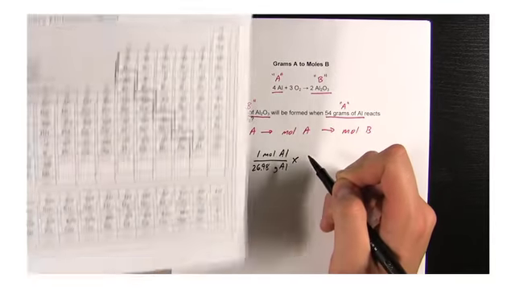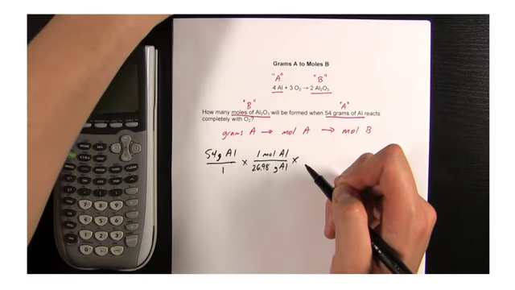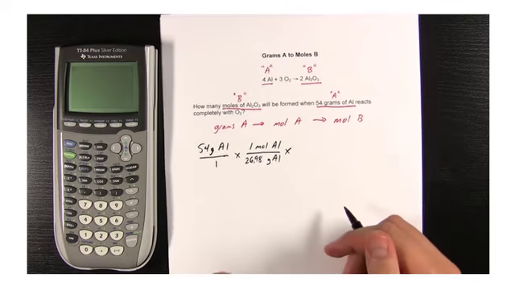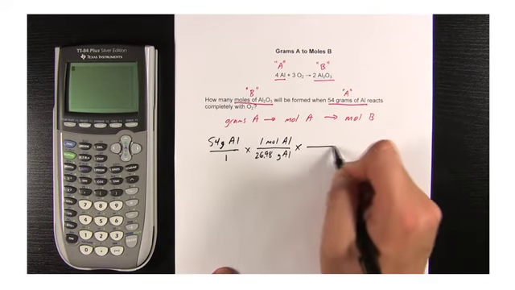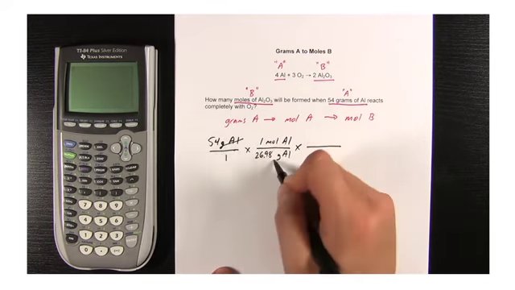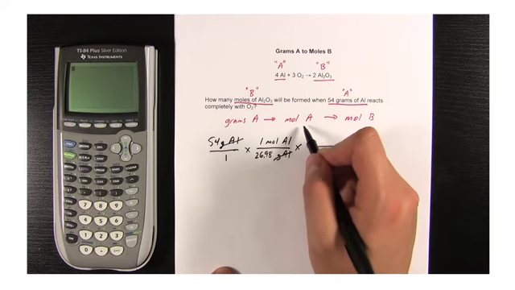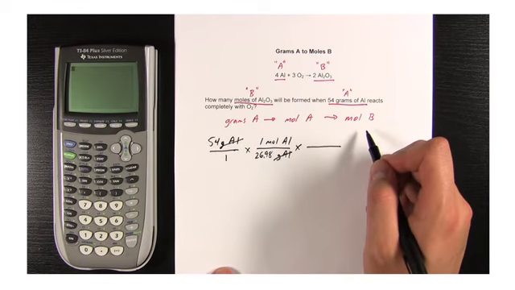Okay, periodic table always tells us the mass of 1 mole. All right, so I've got that over there, so we're good there. Now, grams of aluminum are taken care of. I have to leap from moles of A to moles of B.